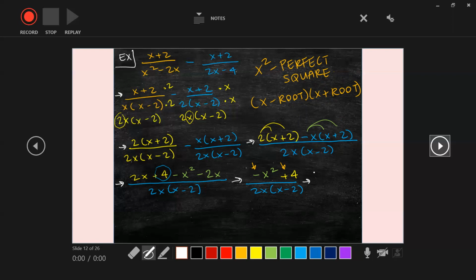So what I'm going to do is I'm going to factor out that negative. So I have x squared minus 4 with a negative sign out front. And put that all over 2x times x minus 2. Now we can factor that, right? We can factor x squared minus 4. What is that going to be, Emma?